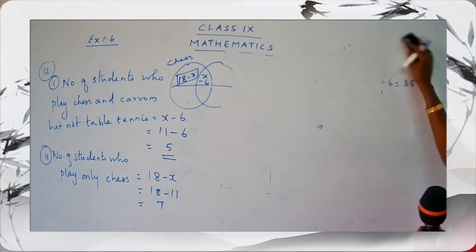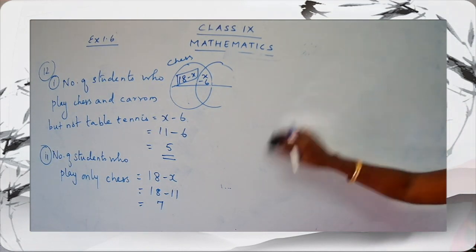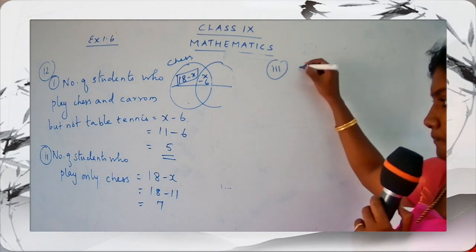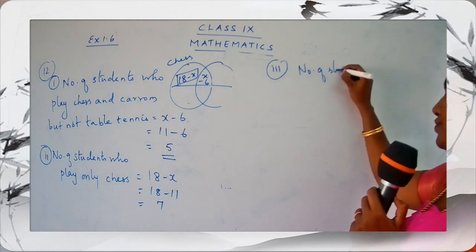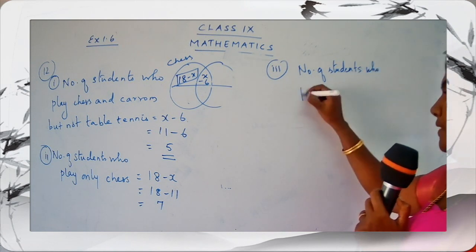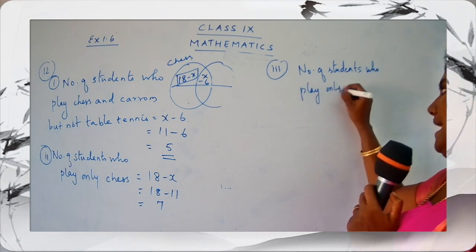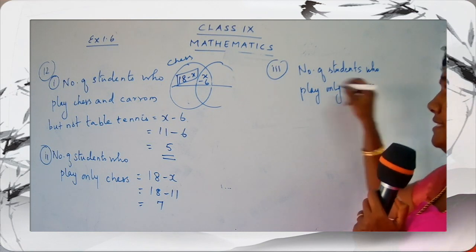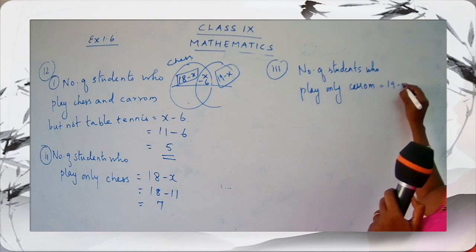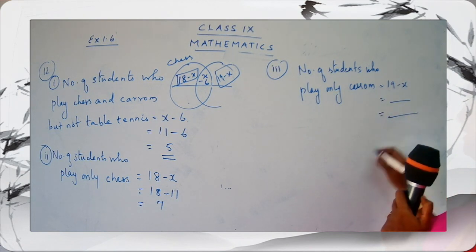Okay, come on, complete the third part, children. Complete the third part, the last part of the question. Come on, do it. Third one. Number of students who play only carom. Only carom. This side. What was it? 19 minus x. Write down 19 minus x. Complete the answer. Come on.